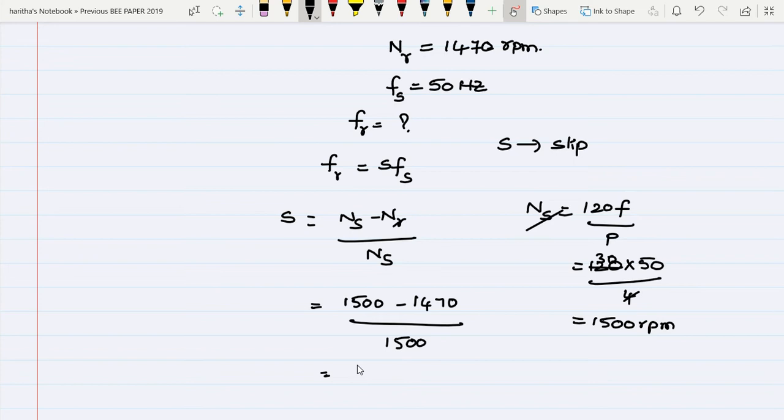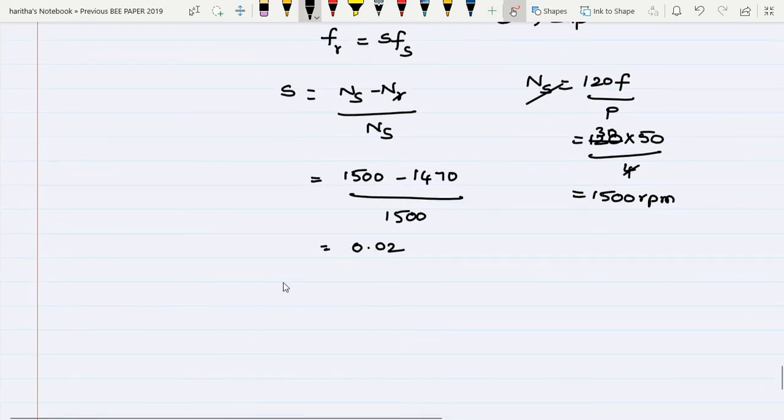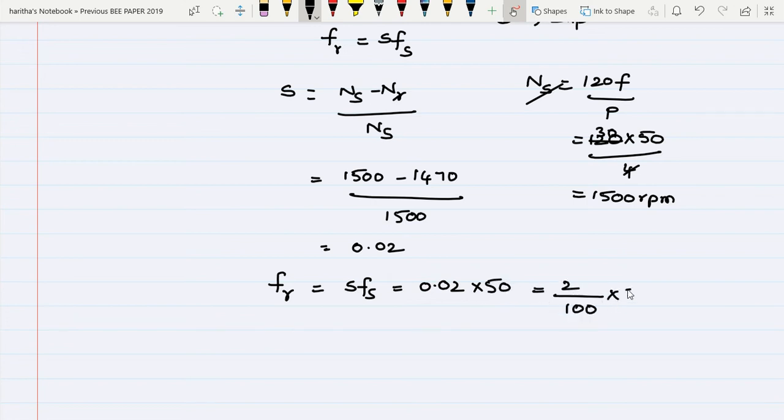So 30 divided by 1500, you will get it as 0.02. The slip value is 0.02. Therefore, rotor frequency is equal to S into Fs. S value is 0.02 and frequency is 50. So 2 by 100 into 50, so you will get 1 Hz. So the frequency of the induced EMF in rotor is equal to 1 Hz.